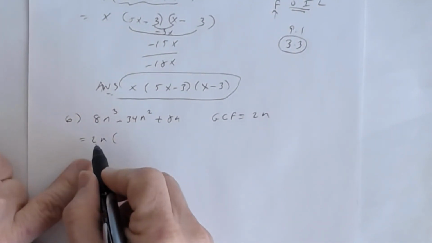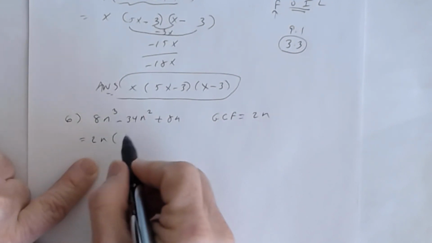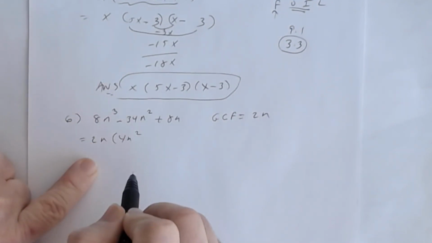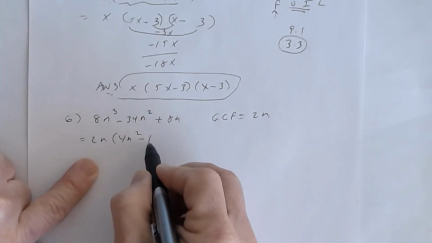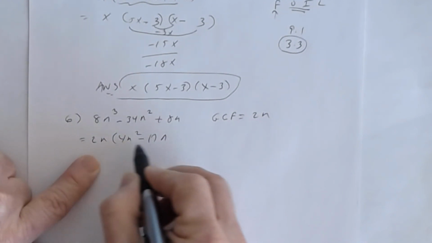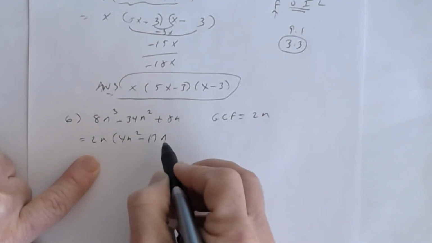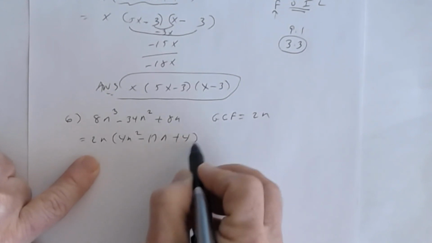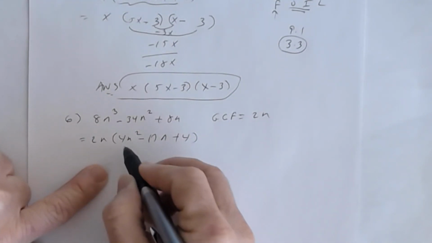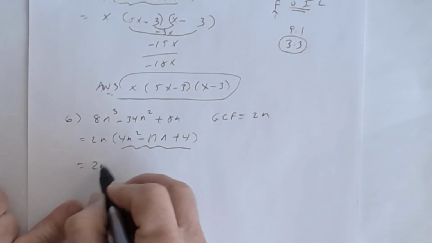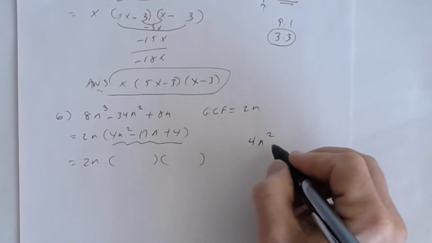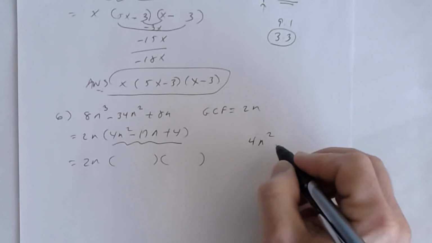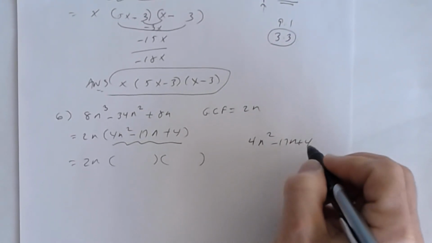So when I factor out the 2n, I get 2n times 4n squared is 8n cubed. 2 times 4 is 8. N times n squared is n cubed. Minus 2 times 17n. 2n times 17n is 34n squared. And then plus 2n times 4 is 8n. All right, so now we're going to try and factor this trinomial as two binomials. So let's go off to the side and kind of figure that out. So I'm going to go ahead and rewrite it here: 4n squared minus 17n plus 4.